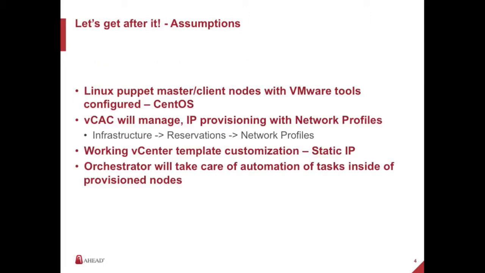So let's get after it, and let's talk about assumptions that I've made in this presentation. First of all, I'm using Linux. I'm using CentOS 6.5. There are, of course, wonderful ways to do things like this with Windows as well, but in my case, I'm using Linux. I'm going to assume that vCAC will manage your IP provisioning, and we'll do that based on network profiles out of vCAC. You can log into vCAC and go to Infrastructure, Reservations, Network Profiles to get there. We're going to assume that you've got a working customization template for Linux that will help assign that IP and also get VMware Tools installed appropriately on your box.